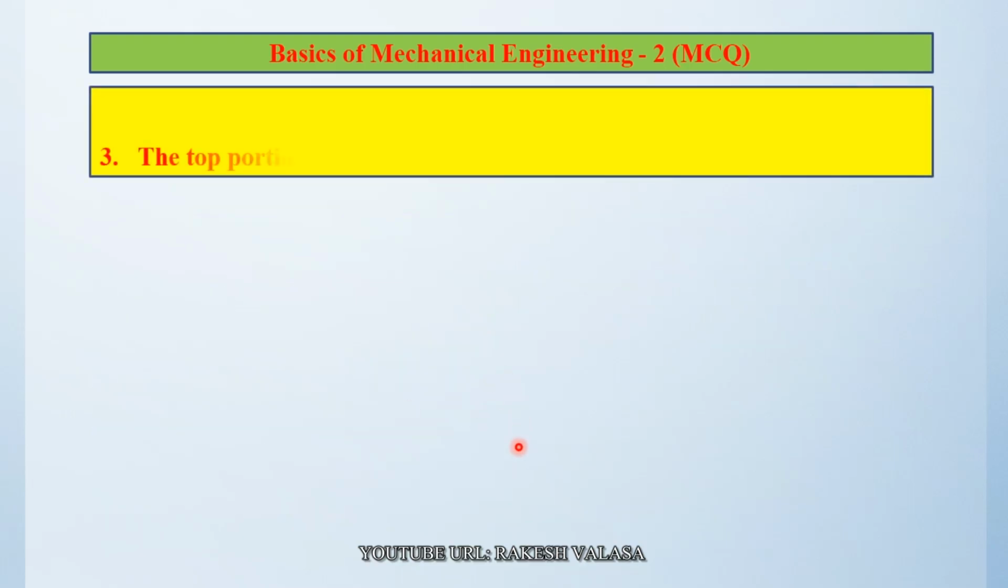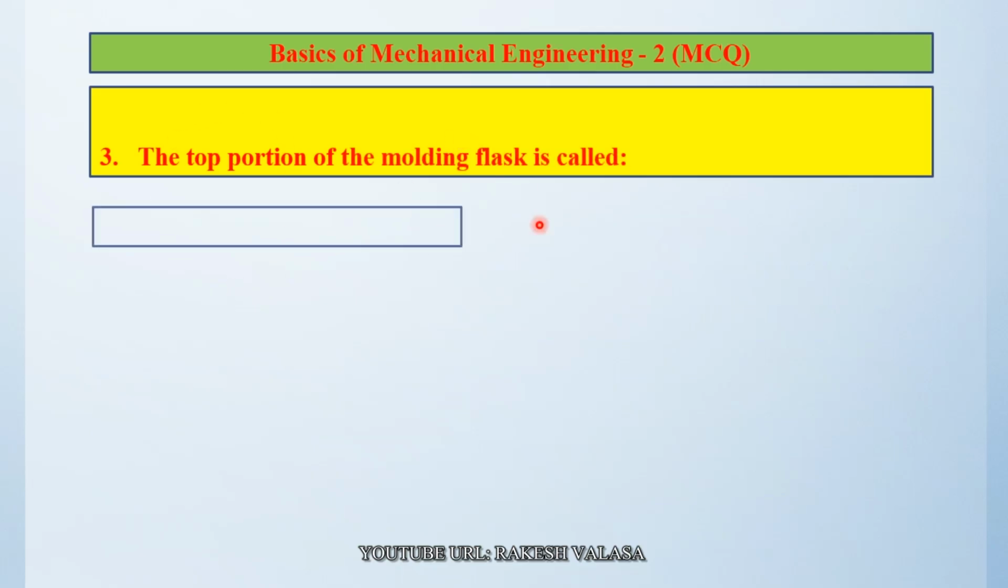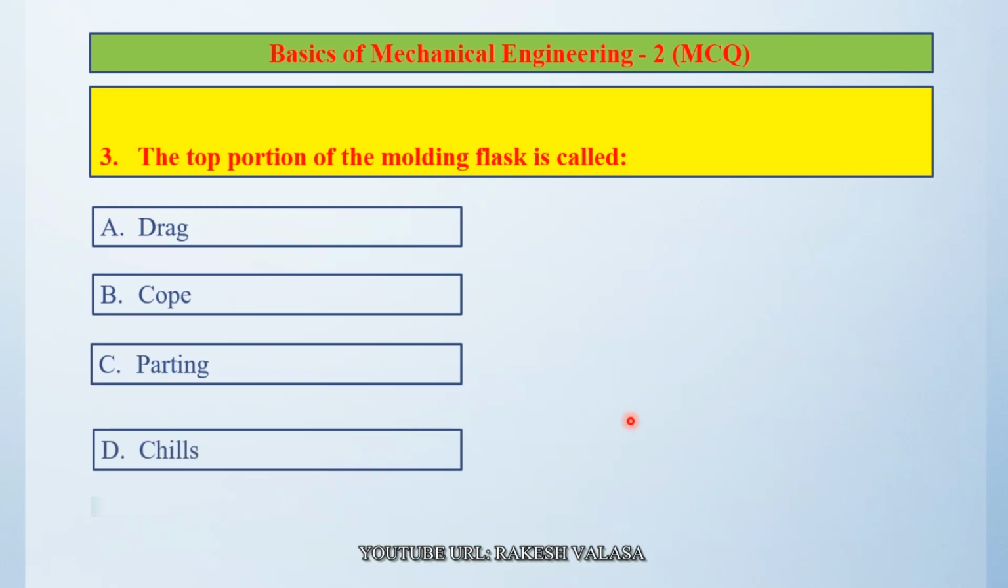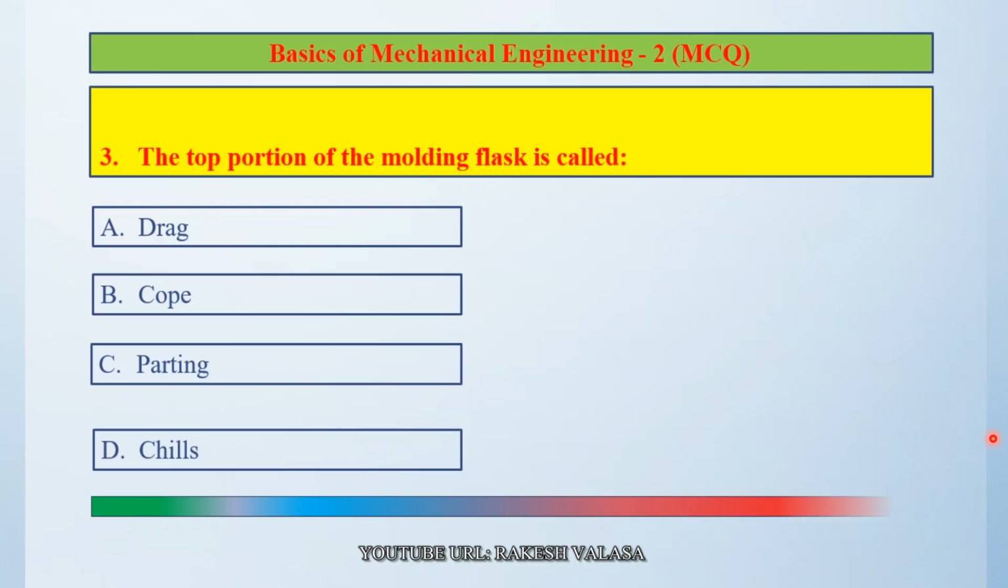Question number 3. The top portion of the molding flask is called option A, drag. Option B, cope. Option C, parting. Option D, chills. The correct answer is option B, cope.